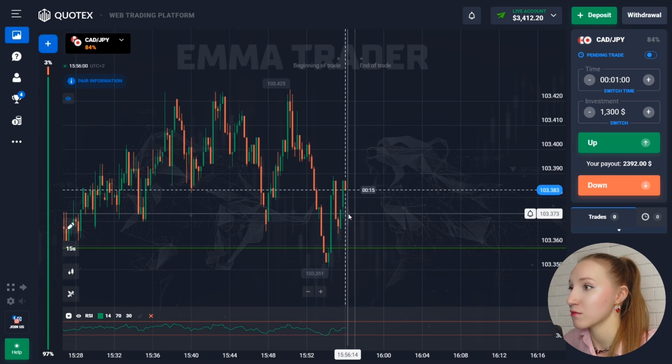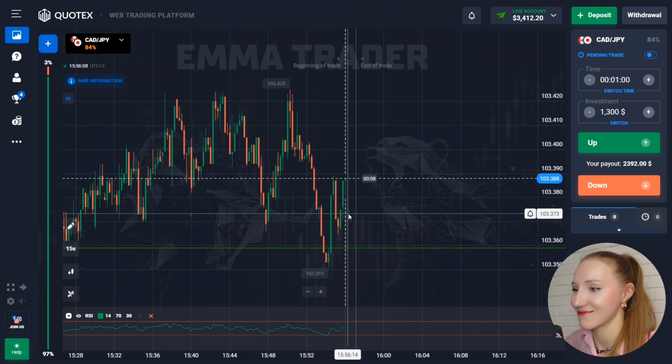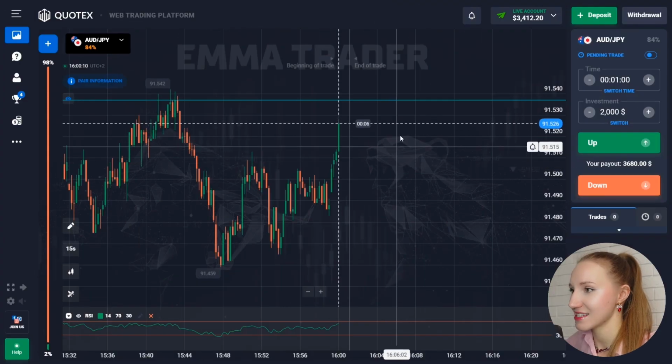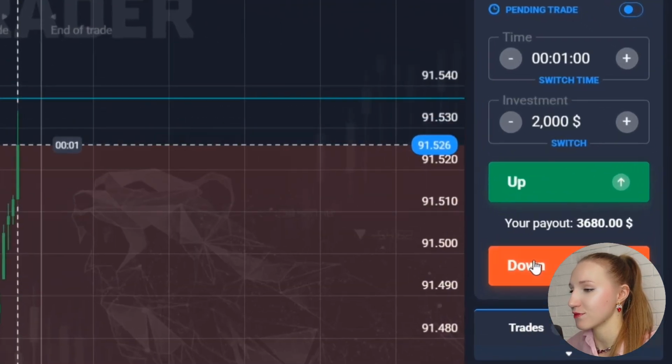So my deposit is more than $3,000. I want to open the last trade for today. Let's find it. So guys, here we can see the resistance level. Let's work with it. And here I want to open a down trade for 1 minute.